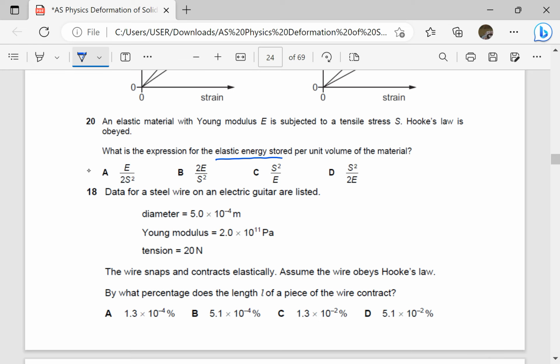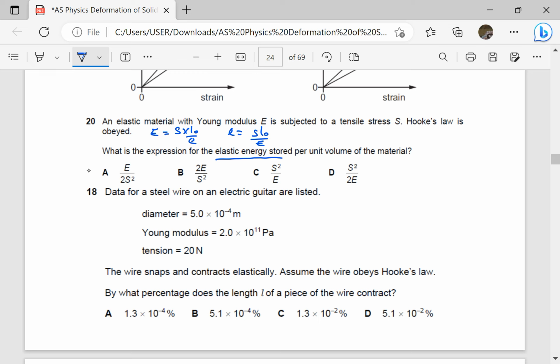So to begin with, we know that Young modulus is going to be stress, which is given as S, over strain, but we don't have strain, but strain is extension over original length. When I get the reciprocal, it will be times original length over extension. If I make extension the subject here, it means extension is going to be equal to S times original length, over E. That is the expression for extension.